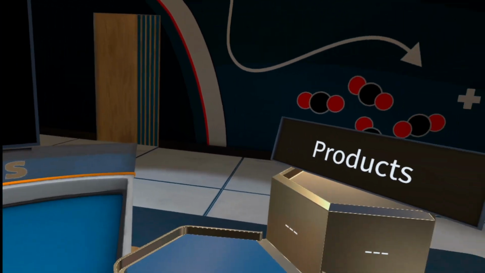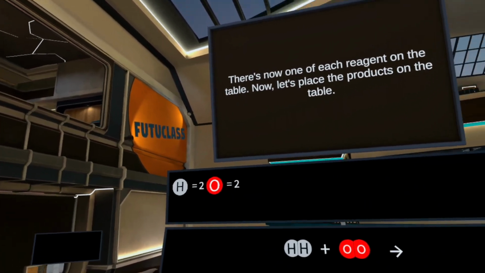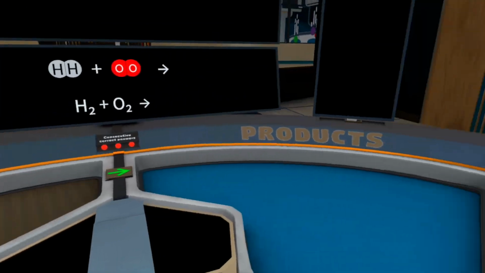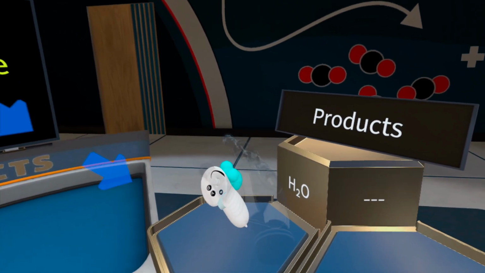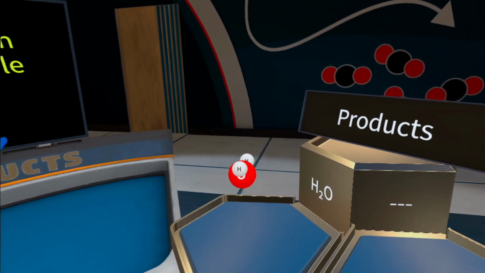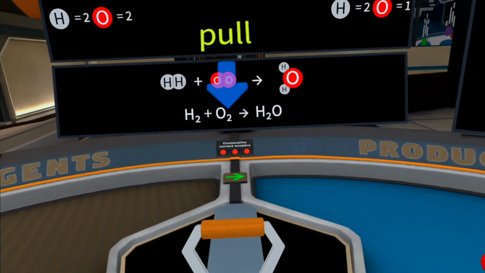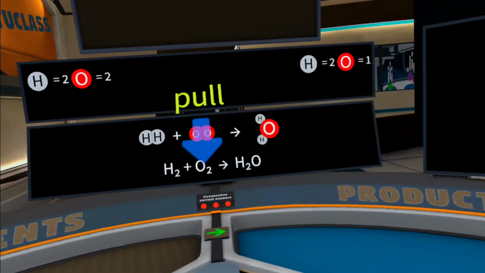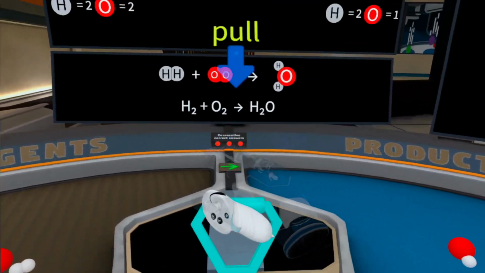There's now one of each reagent on the table. Now, let's place the products on the table. Take one water molecule from the right and place it on the table. The products go to the product side. Every substance that takes part of the reaction is now on the table. Pull the lever to check if the reaction is balanced.